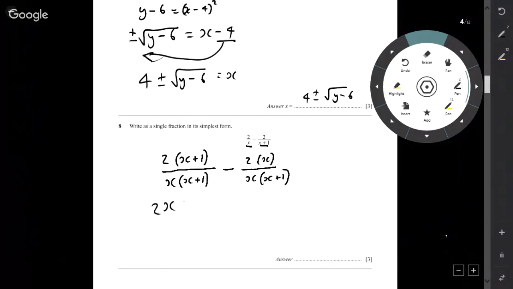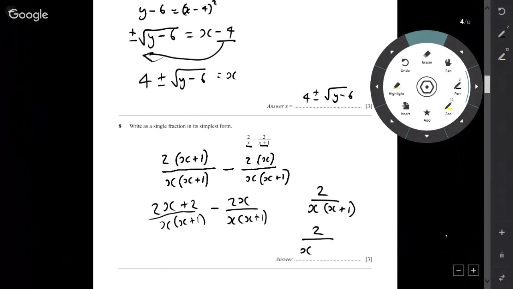So that becomes 2x plus 2 over x plus 1 minus 2x over x plus 1. To simplify that again, we see we've got two 2x's, so they cancel each other out. So it becomes 2 over x plus 1, and that is your simplest form. You can't cancel anything else out. So the answer is 2 over x plus 1.